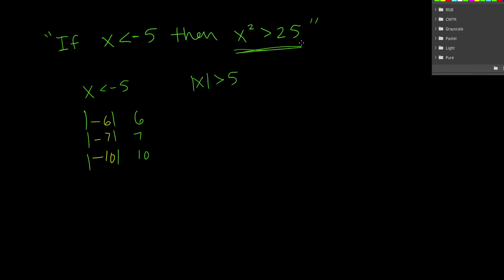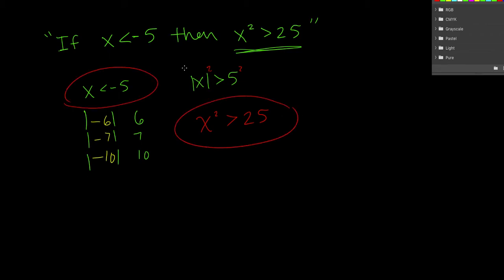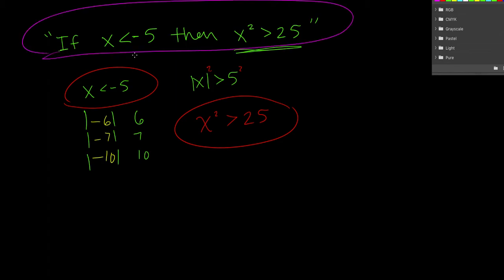Now we want to get to something that has x squared, right? So if we square this, we end up with x squared is greater than 25. Because when we square something, it forces it to be positive, just like an absolute value, so we don't have to worry about that absolute value anymore. Okay? And so we kind of went from here to here. We showed some steps that were all logically sound, and so we proved by deduction that this statement is true.